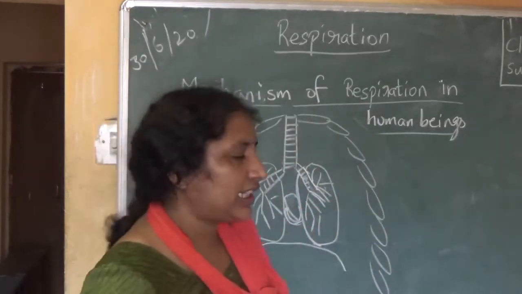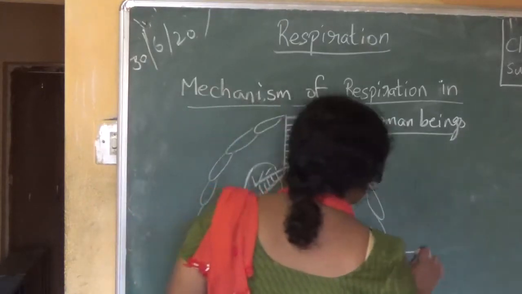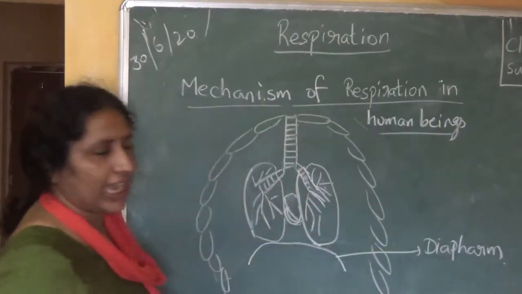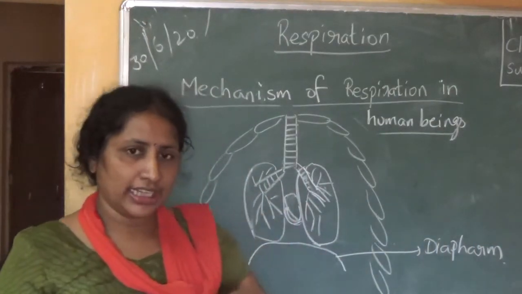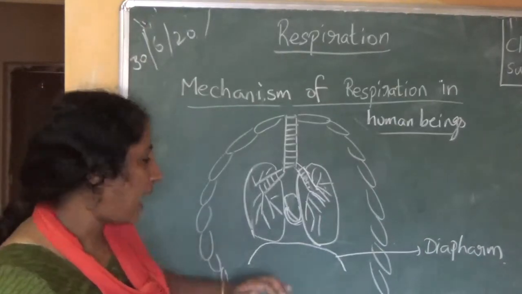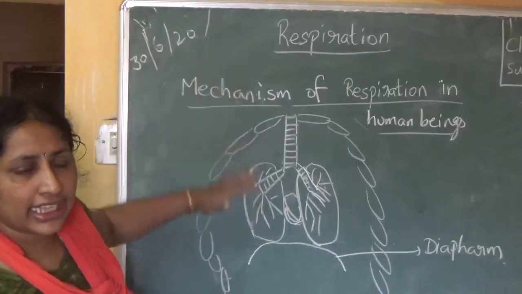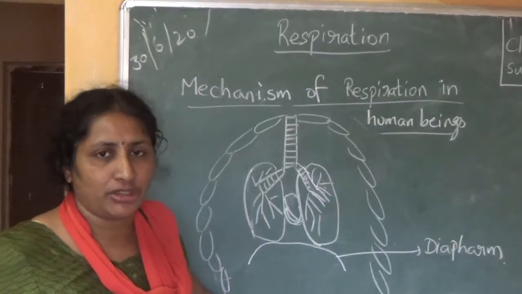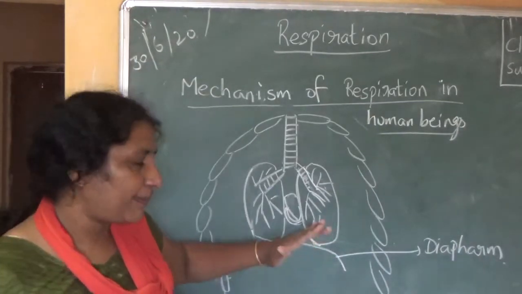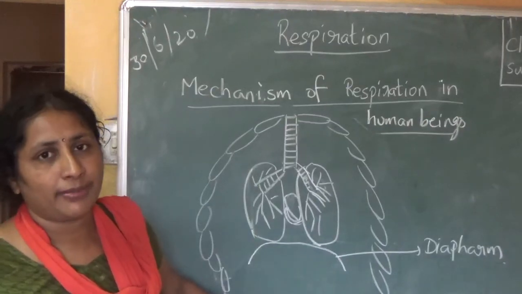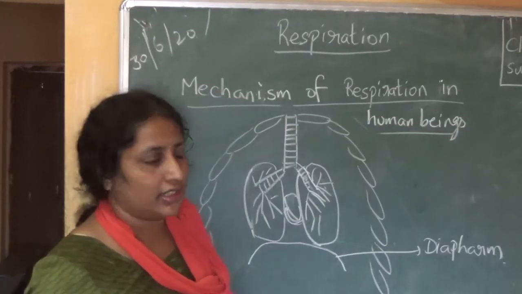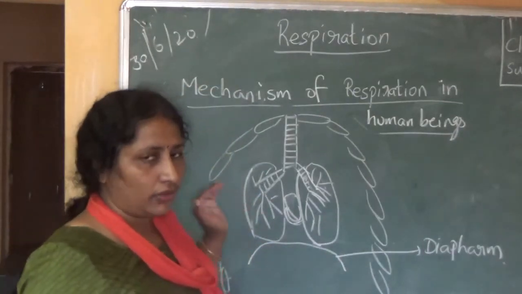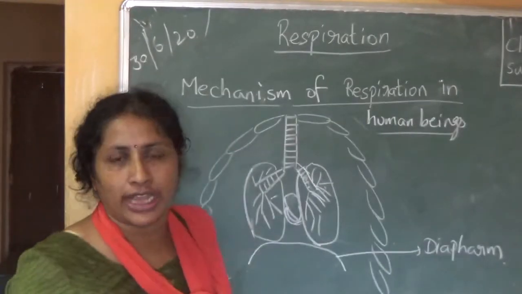The first very important muscle is the diaphragm. This is our diaphragm. Diaphragm is present below the lungs. Yesterday I told you the parts above the diaphragm are present in which cavity? Thoracic cavity. And below we have our digestive parts like stomach, intestine, all the parts which are present below the diaphragm are present in the abdominal cavity. Okay, this is the abdominal cavity and the above one is the thoracic cavity.